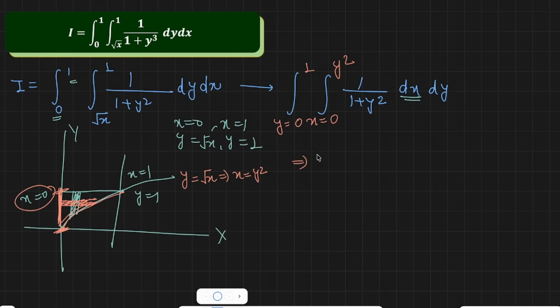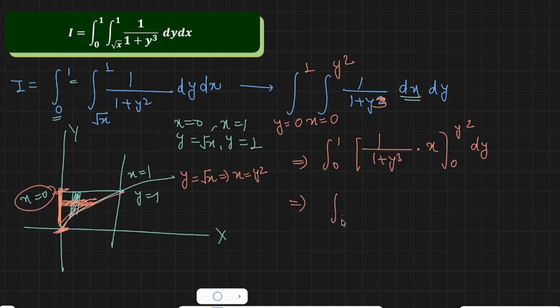Now you can easily solve this. How can you solve? First of all, this is cube, and the limits are 0 to 1. Now you integrate with respect to x. When you integrate with respect to x, the rest will be the same. Here it will be x, then the limit of x will be 0 to y square, and here it will be dy.